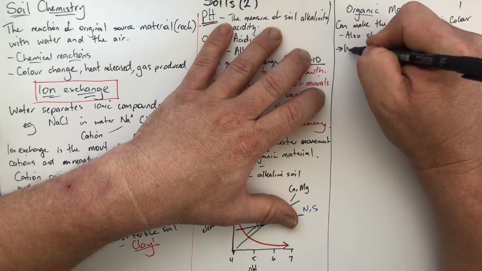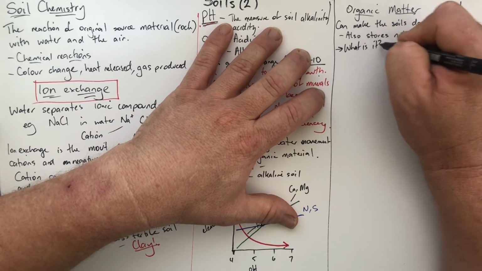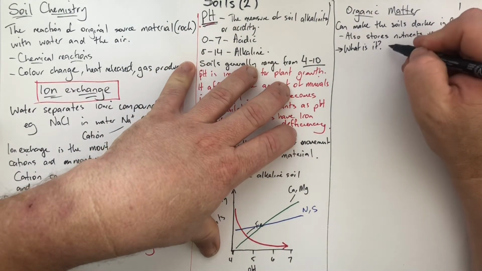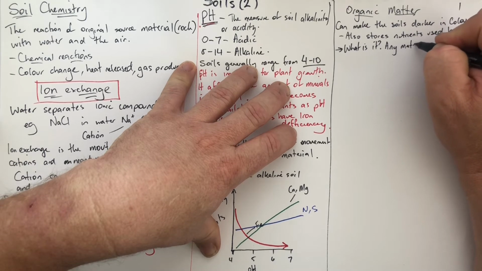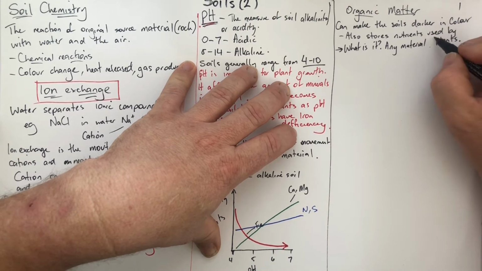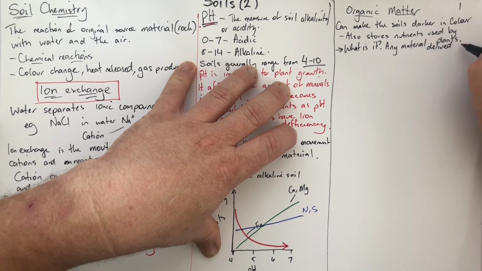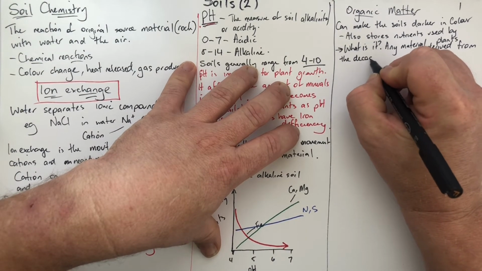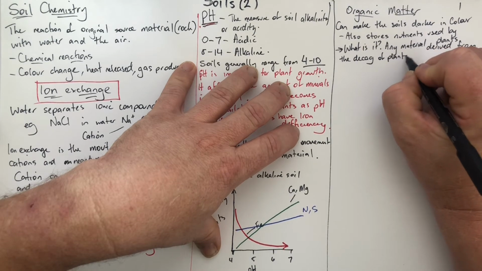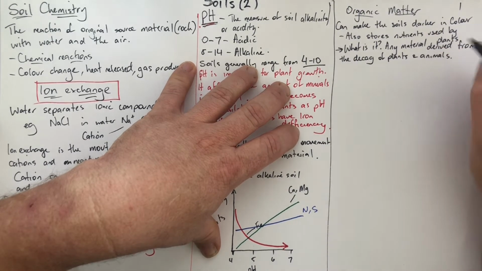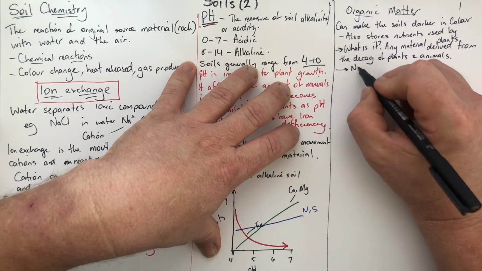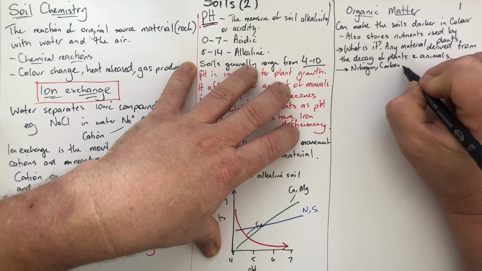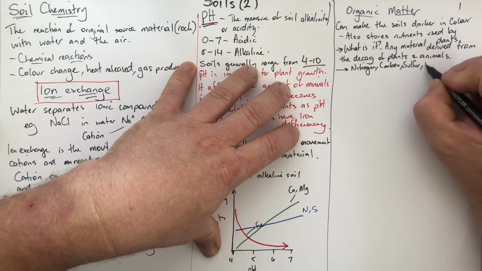So what is organic matter? Well, it's just any material derived from the decay of plants and animals. And what does it contain? Nitrogen, carbon, sulfur, phosphorus.